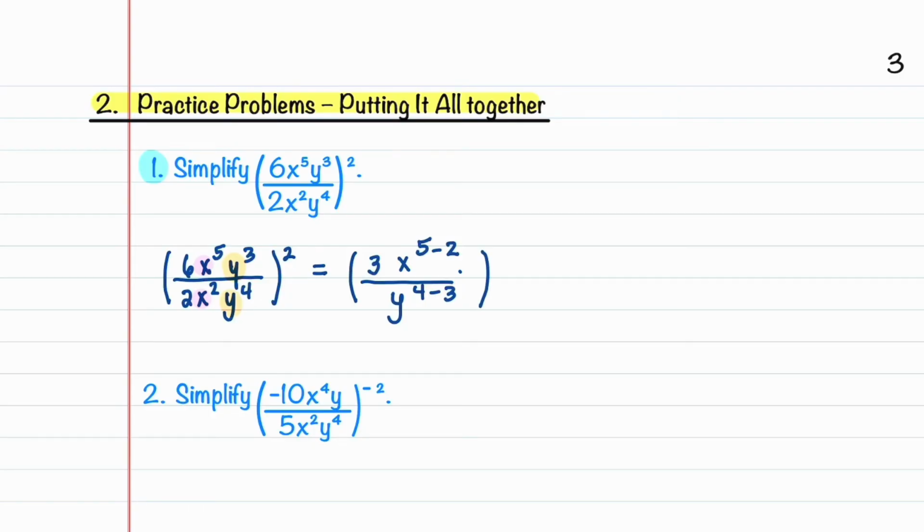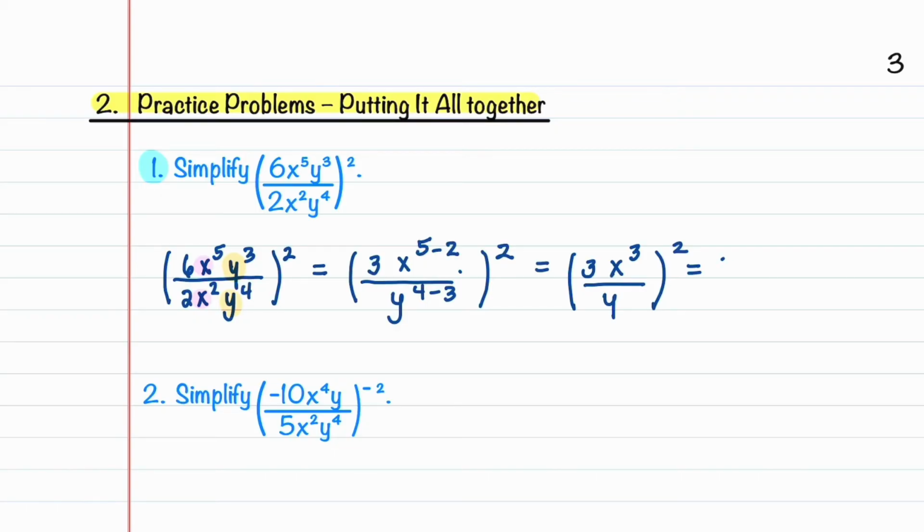And all of this is squared. We'll simplify before we go ahead and square it. So on the inside, we have a 3, and we have x to the 5 minus 2, which is 3, and then y to the 4 minus 3, which is just y. Now we're going to square everything.